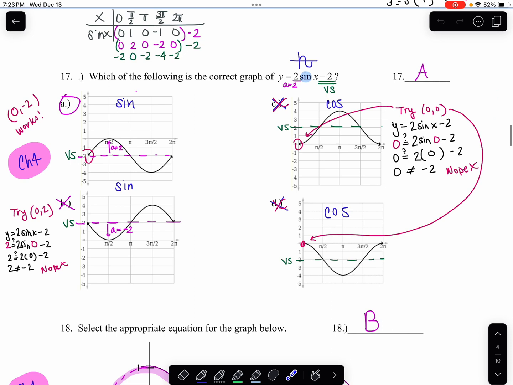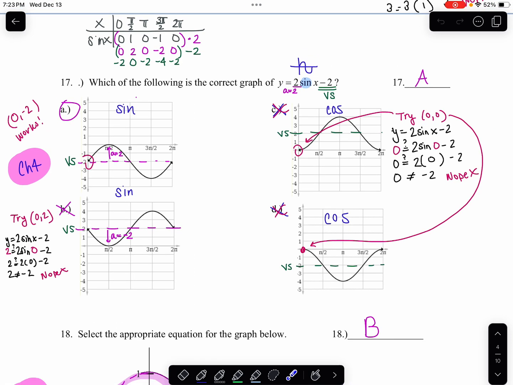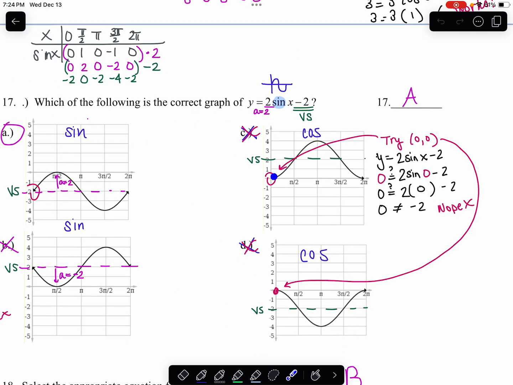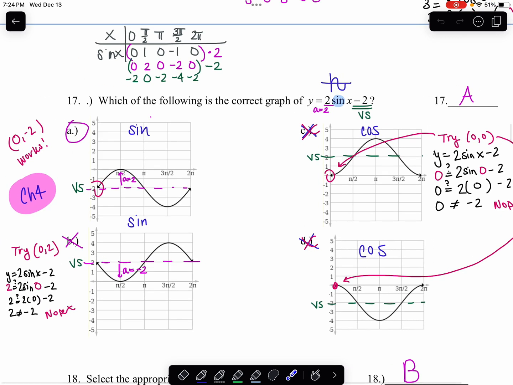Okay. On the flip side, if we looked at number 17 and wanted to try that strategy, I tried picking the point 0, 0. When I plugged in 0 for x, 0 for y for this new equation, sine of 0 is 0. 2 times 0 is 0. 0 minus 2 is negative 2. Is negative 2 equal to 0? No. So that means this cannot be my answer. Any graph with a point at 0, 0 isn't going to be my answer. So this one is also not going to be my answer, which leaves me with these two graphs.